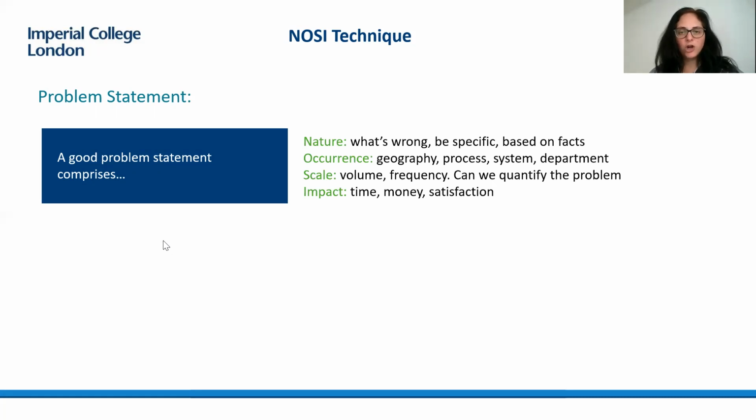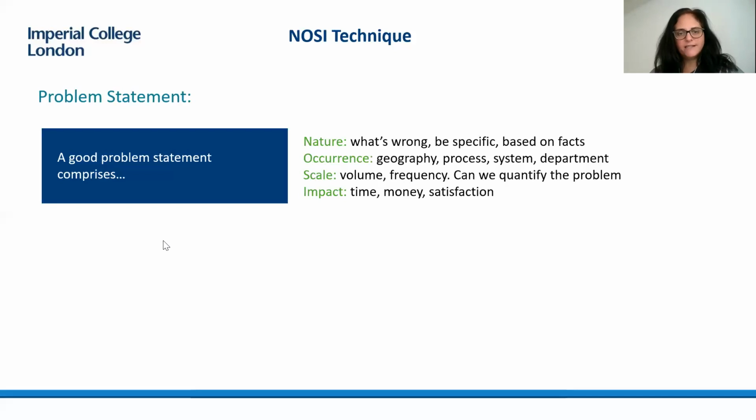Where is the problem occurring? Is it a specific geographical location? So for example, does it just happen at South Kensington, or does it happen at South Kensington and White City? Does it happen across all campuses? Is it in one specific process? Is it in one bit of a process? Is it one system? Is it numerous systems? Is it just one department? So you can start to whittle it down and become as specific as possible.